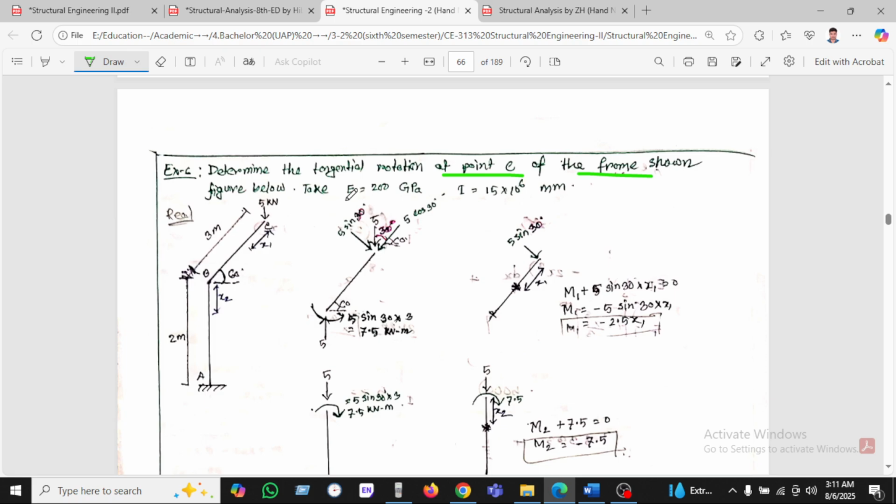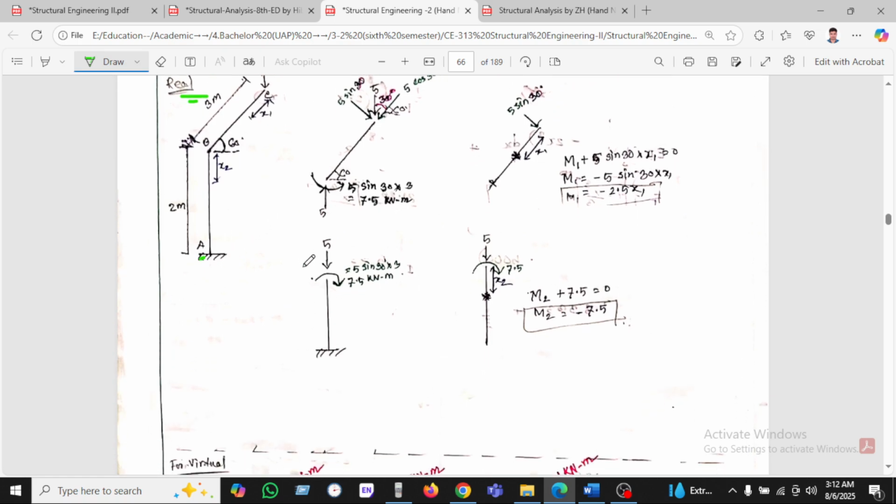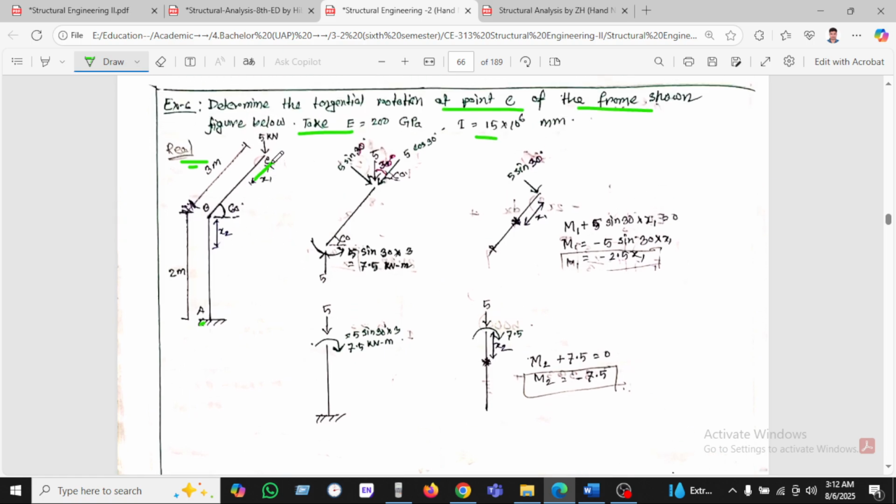Okay, let's see another example: determine the tangential rotation at point C of the frame shown in the figure. Take EI, and I is given here. So this is the frame, and the real frame is given here. The 5 kip load is given here, and 60 degrees is given here, and EI is given here. We divide this into 2 here. So we take x1 here, and this is x1, but it is the horizontal load, so we need to correct this for the inclined load.